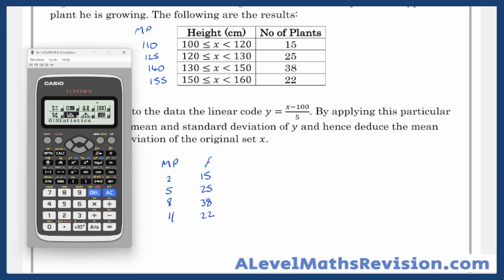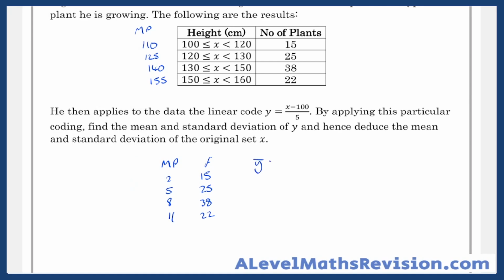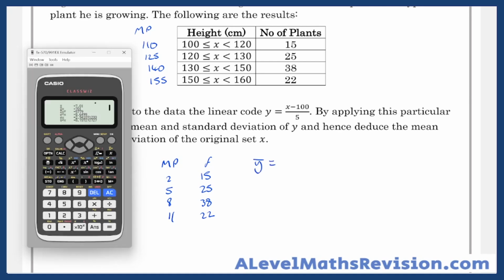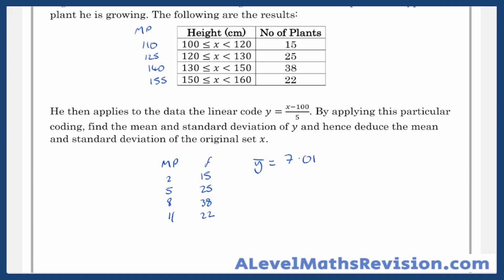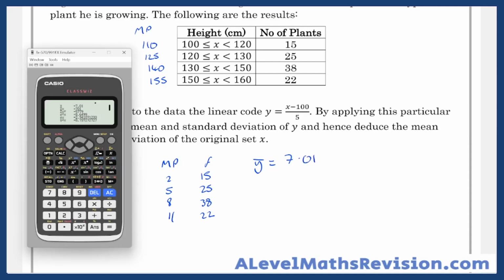We'll go into stats mode and throw the data in there. So midpoints are 2, 5, 8, and 11. The frequencies are 15, 25, 38, and 22. Whizzing through that, so we get the mean to be, I'll call this y bar equals, because this is the coded data, y bar equals 7.01. And the standard deviation of y is 2.941.